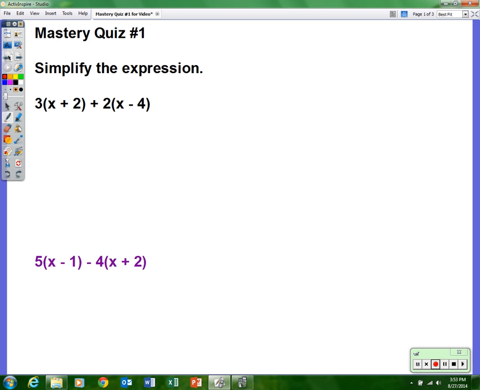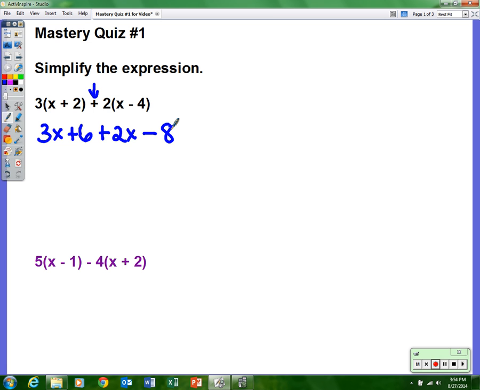We have to distribute. So the first thing we're going to do is multiply the 3 to the x and the plus 2. So 3 times x is 3x. 3 times the plus 2 is plus 6. Now, you'll notice there's a plus sign here. Well, that means that's a positive 2. So we are going to multiply 2 times x and then 2 times the minus 4. Positive 2 times x is plus 2x. And then the positive 2 times the minus 4 is minus 8.